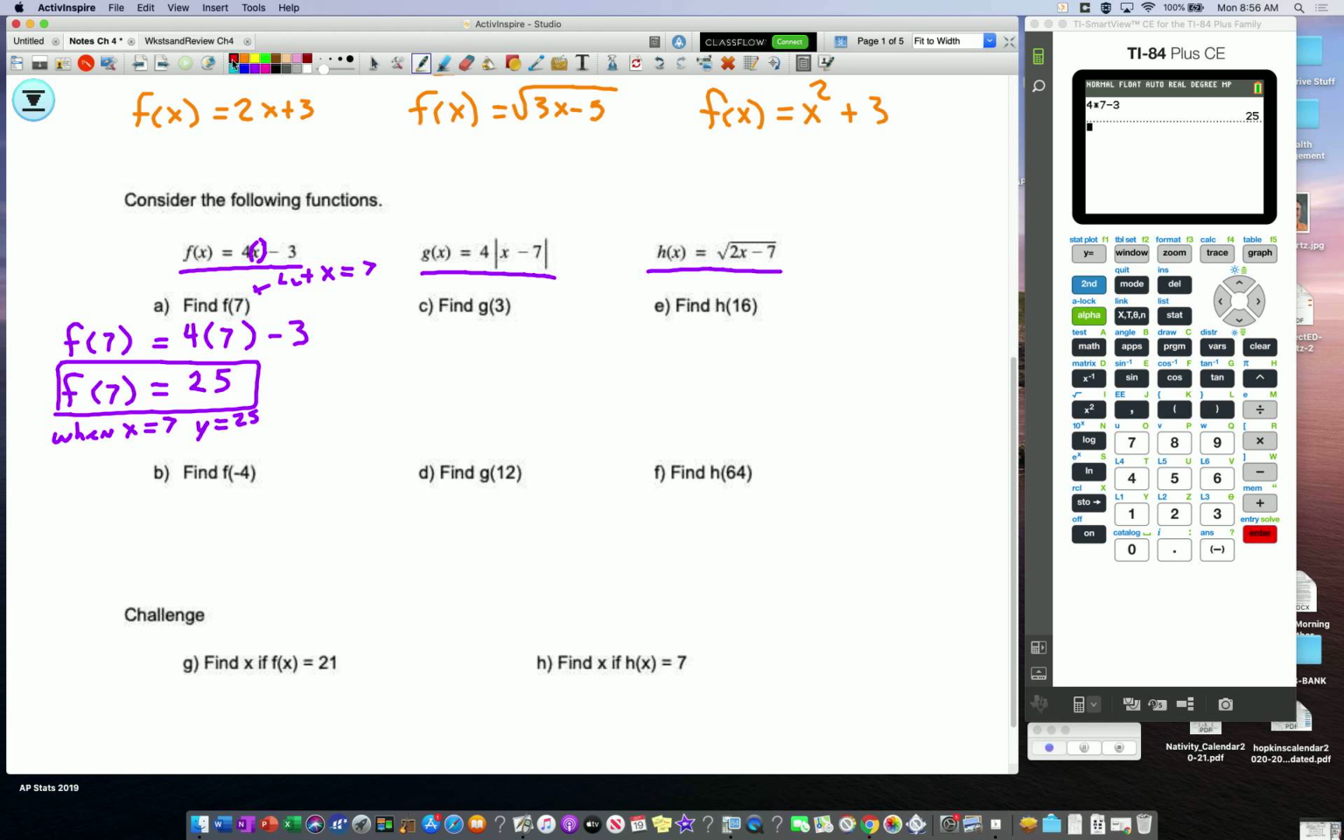All right, so let's take a look at the second one. It says find g of 3. The importance of this is notice how it says g, so I'm going to this function right here.